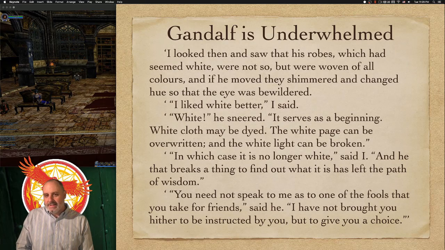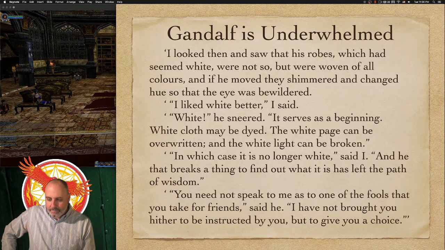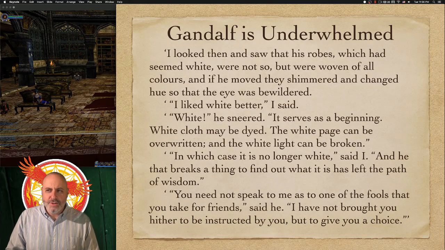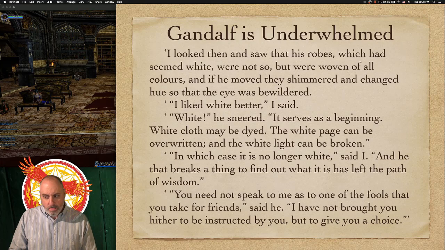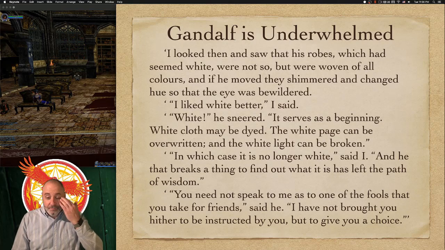Then the white light can be broken. The white light can be broken. I am assuming, of course, that he is... Now, there's nothing especially violent or evil about breaking light, right? Saruman would certainly agree with the physicists, and I'm not sure that Tolkien isn't here.